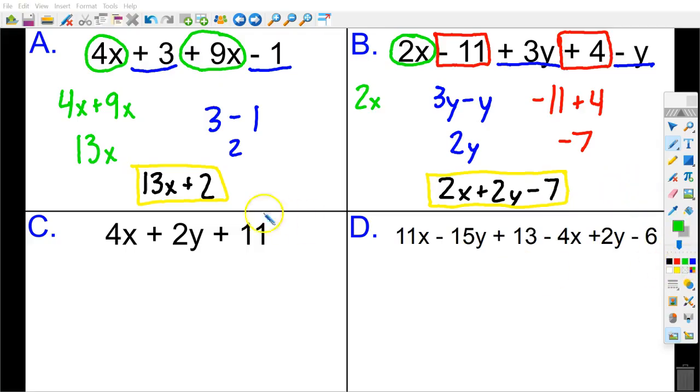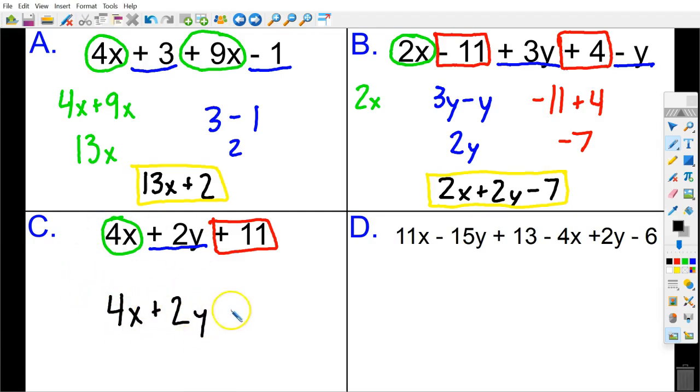All right, so now letter C, we've got 4x. I don't see any other x's. We can move on to the y's. I have positive 2y. Don't see anything else. Move on to the constant. Boxed up. All right, so is there anything I can do? Are there any like terms I can combine? No. So what I'm going to do here is just rewrite it, and that is my answer. Sometimes that's the way the cookie crumbles, okay? It just works like that. Box it up and ship it out because it's ready to go, yo.